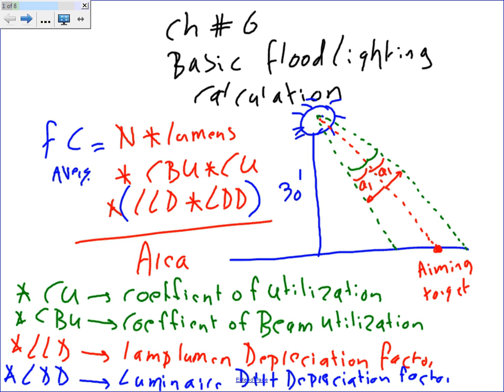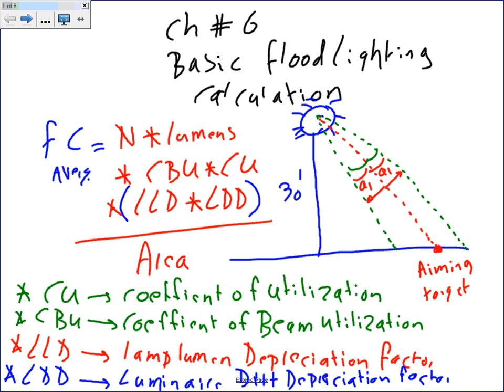There's a factor that you have to multiply. Basically, you're going to get more or less lumens based on where you are above or below this line of aiming. That makes sense? Here's my line of aiming, that red line. If you go above it or below it, you're going to get different values. And if you divide by the area, you're going to get the average foot-candle for this floodlight.